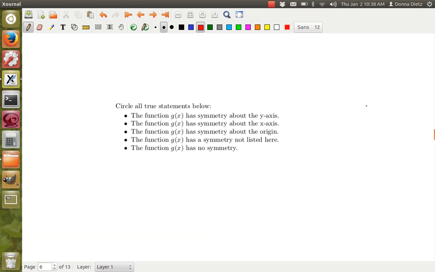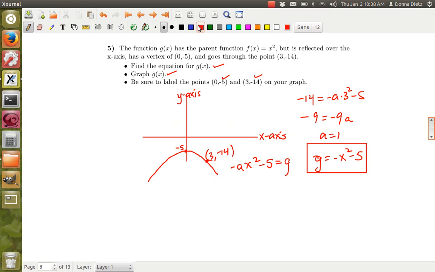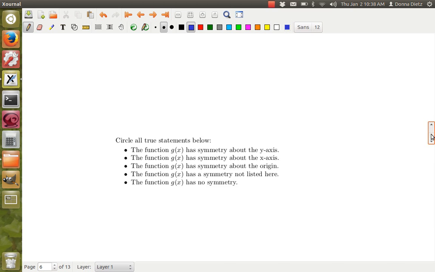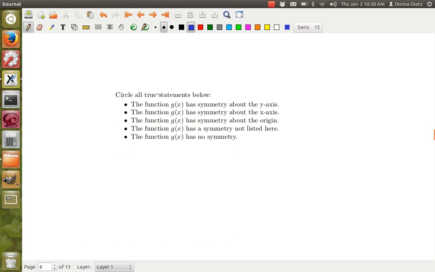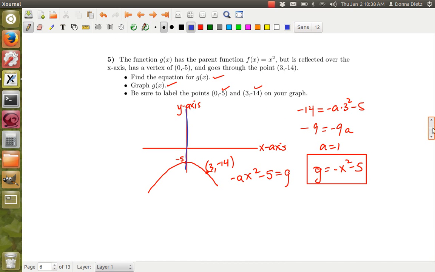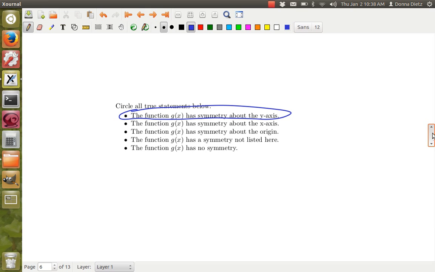The function has symmetry about the y-axis. Does it? Yes. And it has symmetry about the x-axis? Nope. I can't reflect it through the x-axis. About the origin? No, because that's 180-degree rotation symmetry. Nope. Has a symmetry not listed here? No, it doesn't. Has no symmetry? Nope.